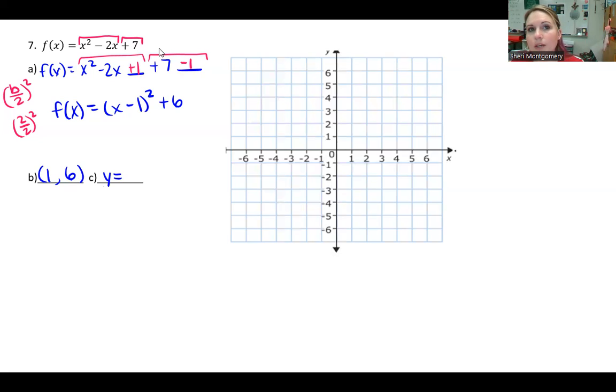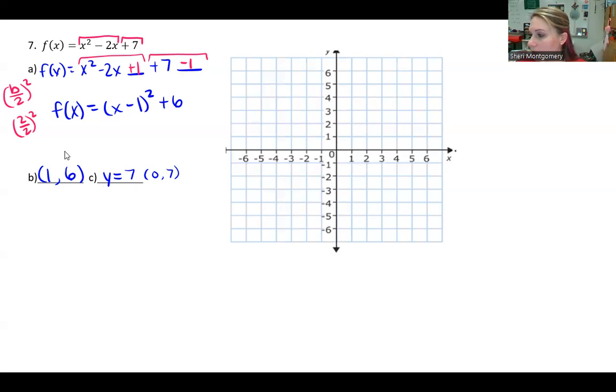The other way you could get a y-intercept is if you graphed it. If you graphed it, you can figure out the y-intercept as well. Y is equal to 7. You could also write a y-intercept as a point. I will tell you that your vertex, if you don't put parentheses around it, I'm taking off points because it's a coordinate. It has to have parentheses.